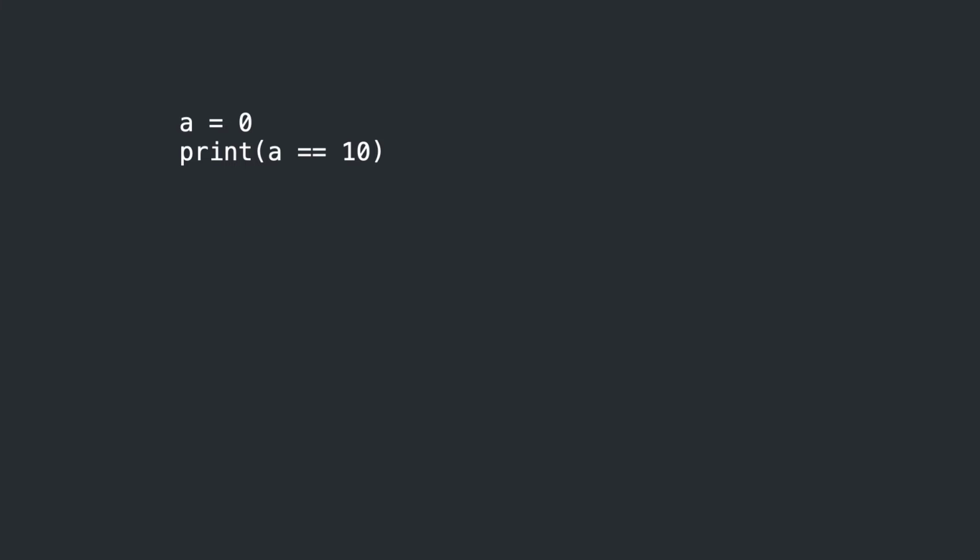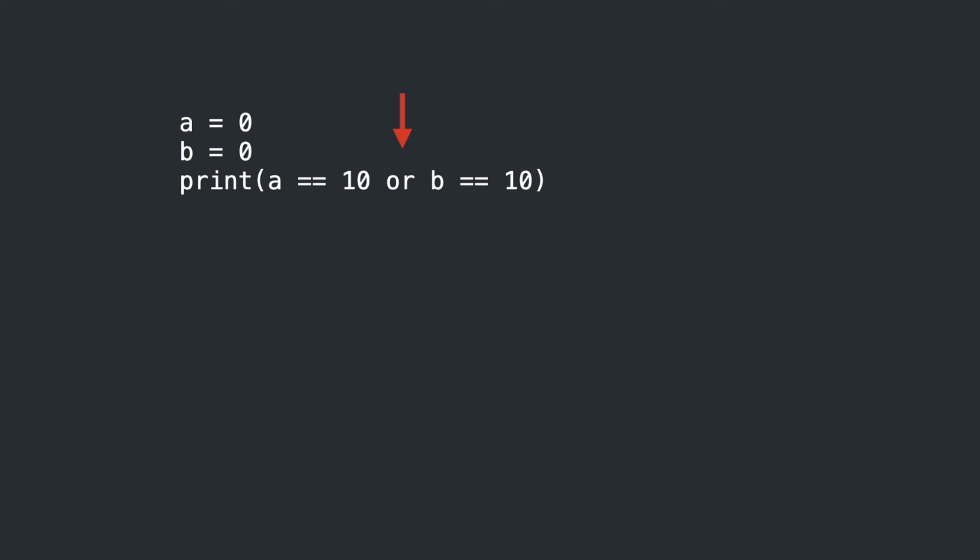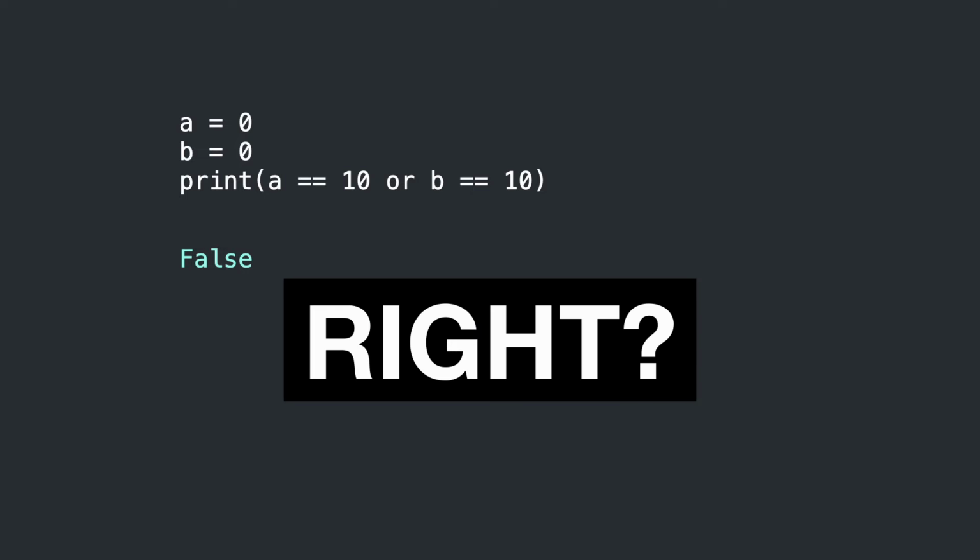Look at this code. I compare a to the number 10 and this is the result. I add variable b. I also compare b to 10. This is a Boolean OR operator and at least one input needs to be true to evaluate to true. So, what is the result of this expression? False. No surprises here. Of course the result is true or false, right?